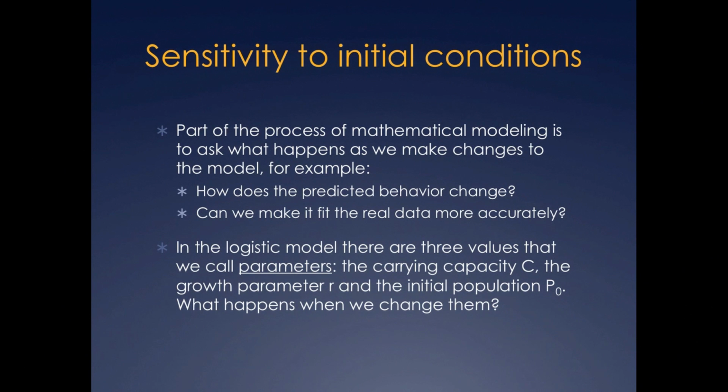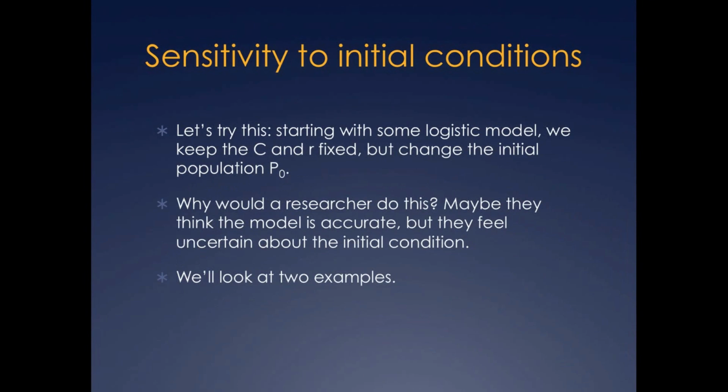If we know those 3 numbers, we know exactly what mathematical model we have. What I'd like to do is to say, well, what happens when we change one of these values? Here's what I'd like to do. I would like to keep the carrying capacity fixed, and I'd like to keep the R fixed, and I just want to change the initial population, okay? We can think about changing other things, but let's not. Let's just think about keeping the carrying capacity fixed and keeping the growth parameter fixed, and let's just change this initial population.